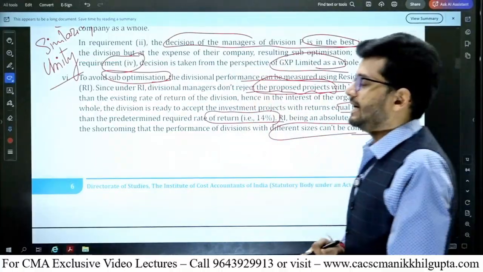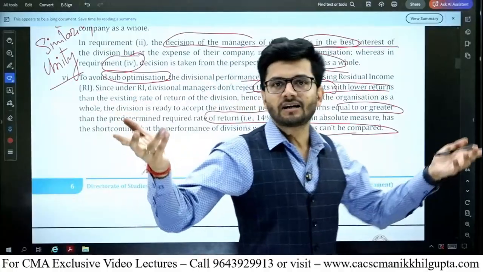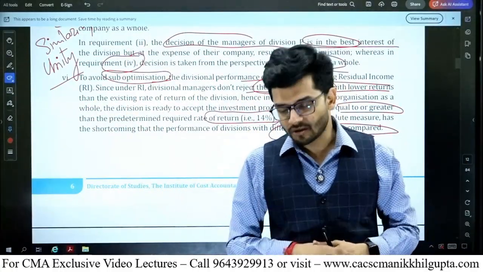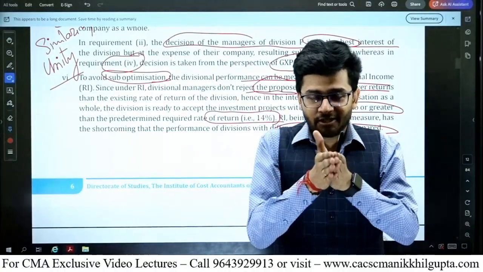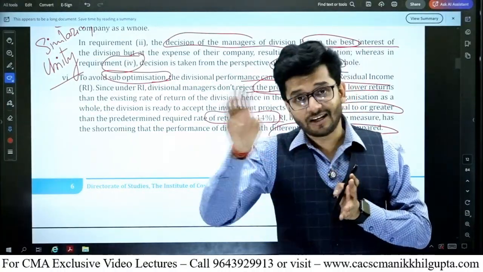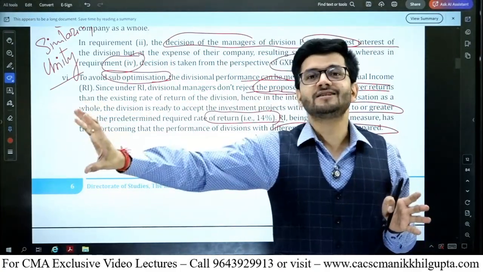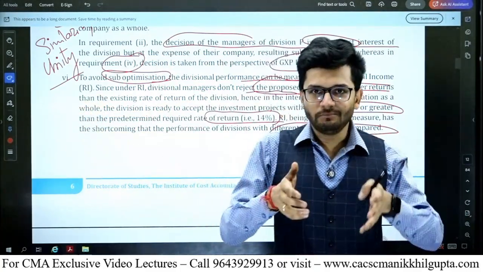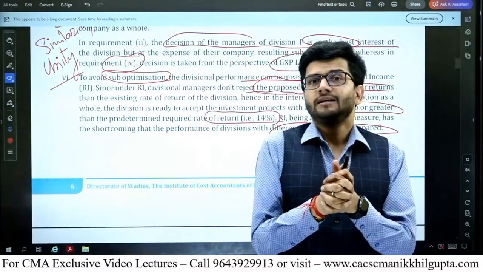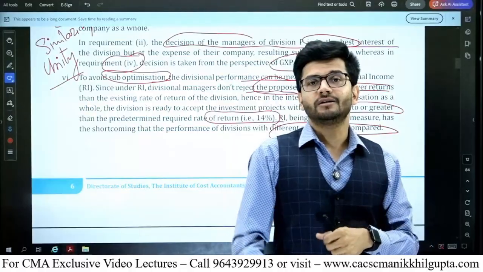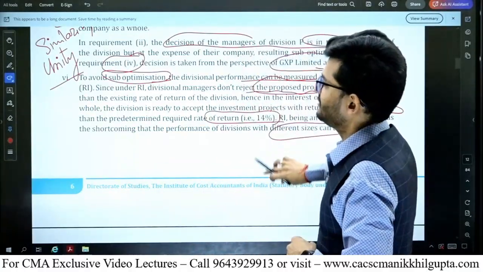So the conclusion is that you give this particular project to division G only because that will yield the maximum result for the organization as a whole, but don't club the rate of return of division G with the additional investment return. Don't club both of them. See it as an absolute, separate measure, because if you club them, then the performance of division G will go down. Use the additional investment return as an additional measurement only. That is the suggestion which we have given.